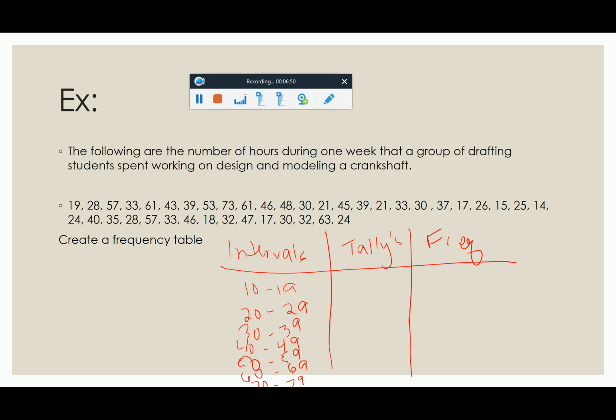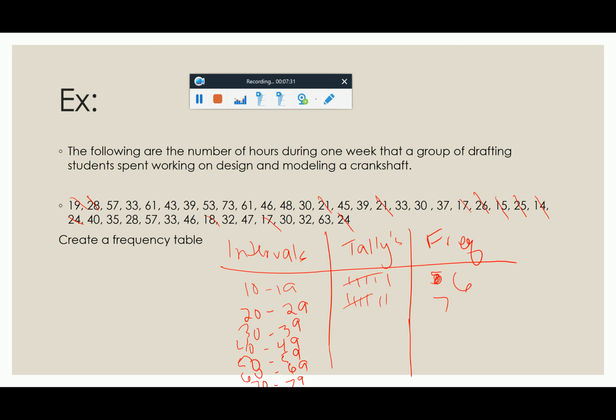Okay, there's 19, there's 1, 2, 3, 4, 5. There's 5, so I would do 1, 2, 3, 4, 5 tallies. Oh, I forgot this one. 6. Do you all see anywhere I missed? Alright, then 28. So 1, 2, 3, 4, 5, 6, 7.